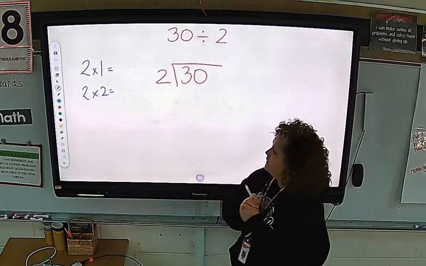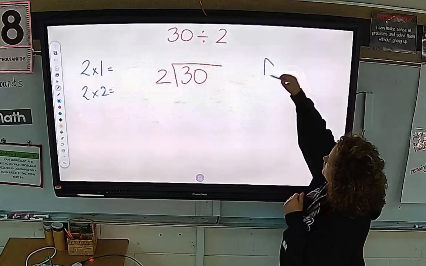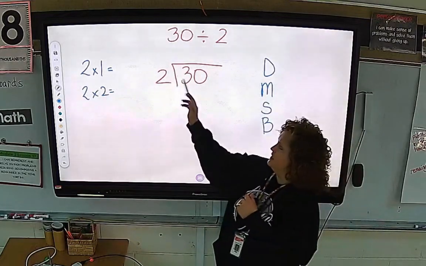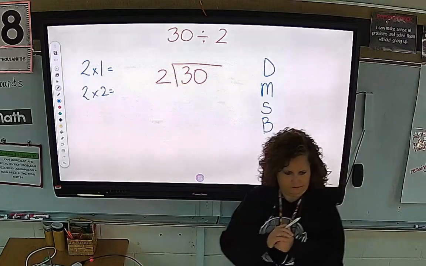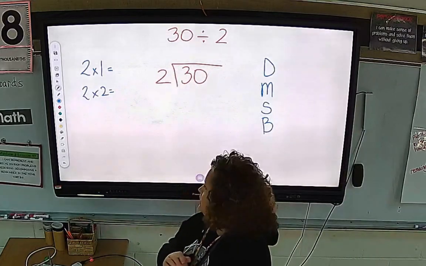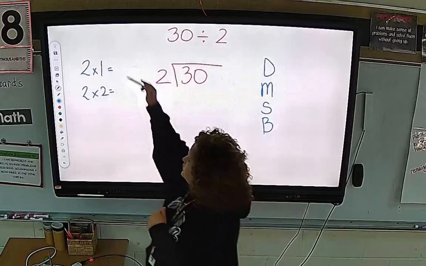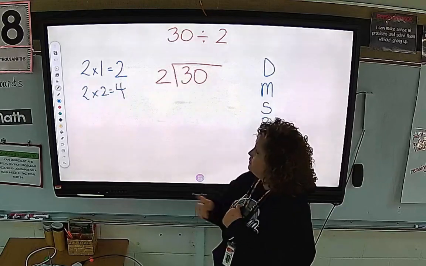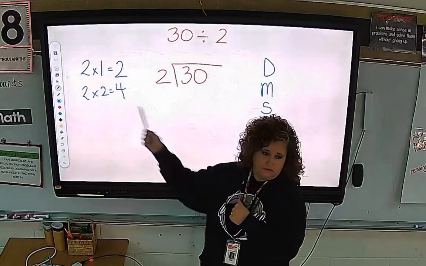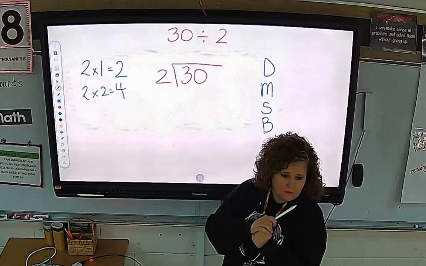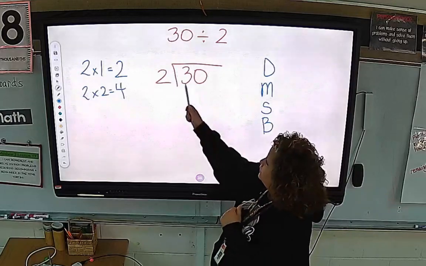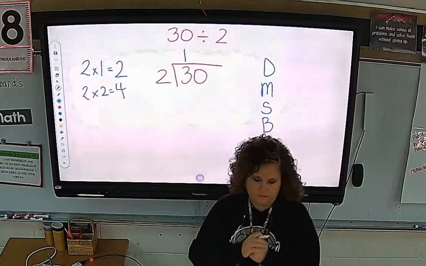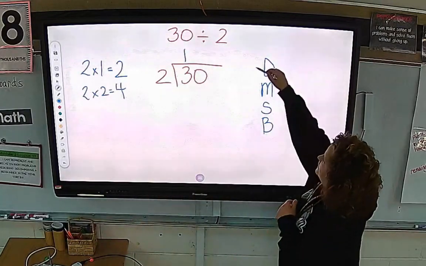How many times can I get a group of 2 out of that 3? 2 times 1 is 2, and 2 times 2 is 4. Which one of these is not too big? 2 times 1. Okay, I can get 1 group of 2 out of that 3. So my 1 goes right above the 3. That's where we have divided.